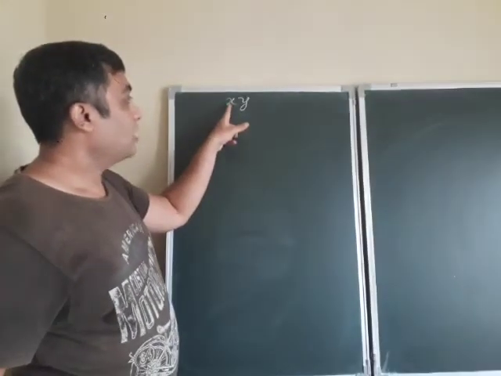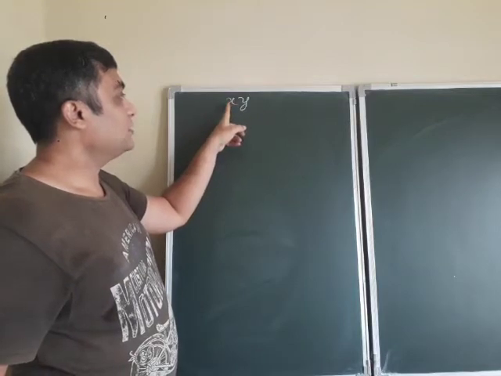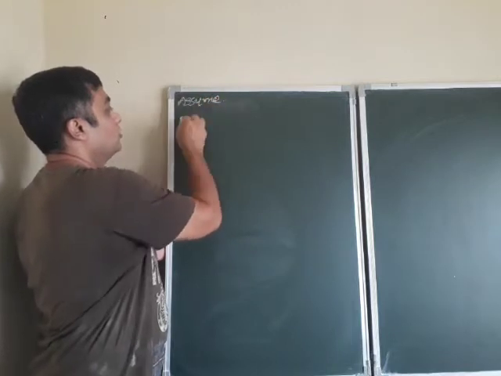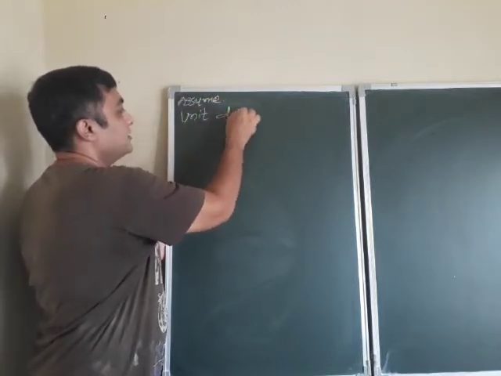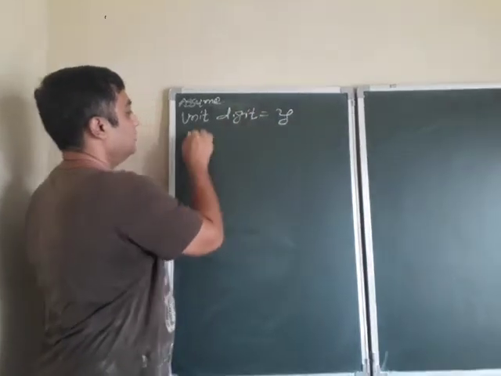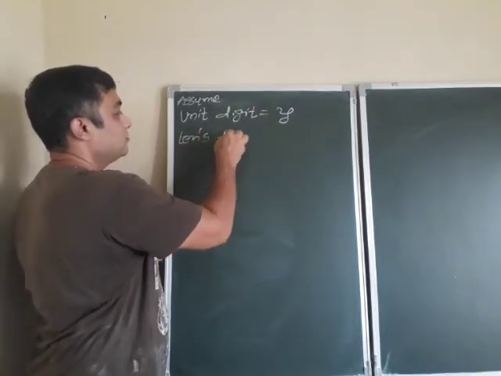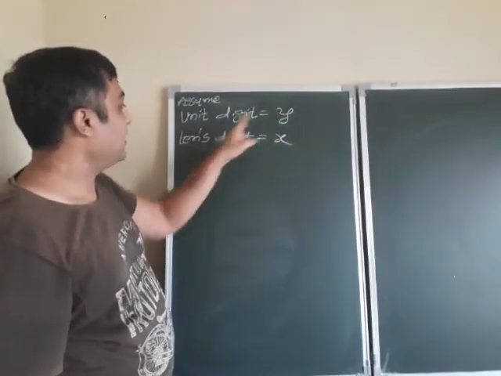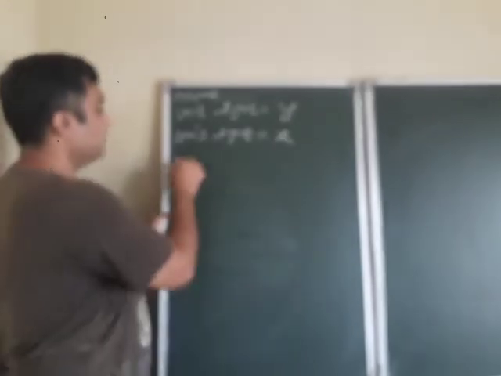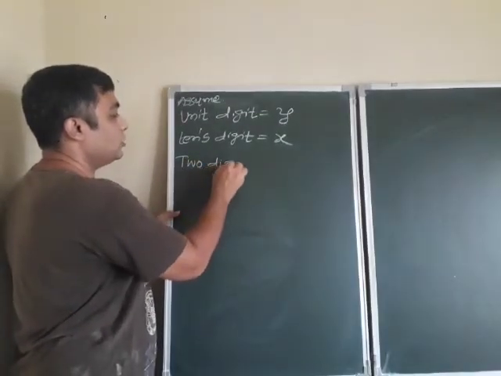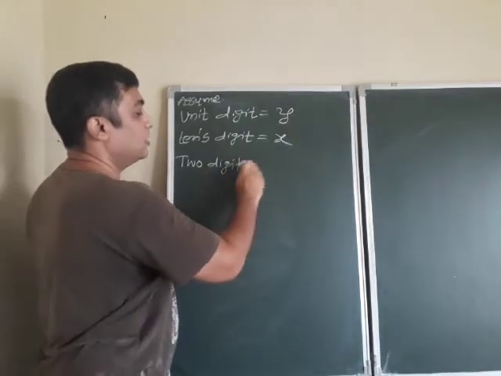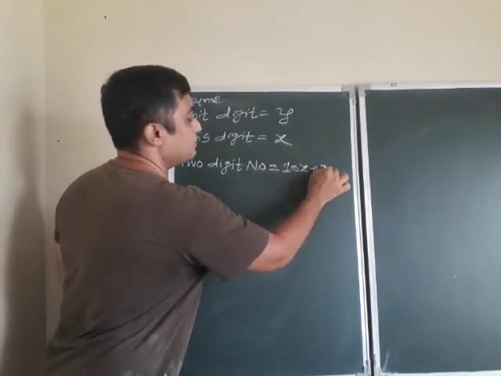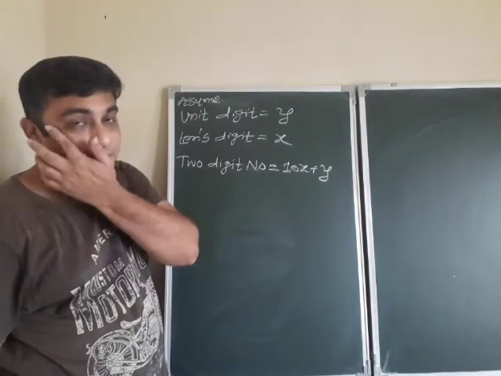Now here, your two-digit number, first of all assume the unit digit is equal to y and the tens digit is equal to x. So what will your two-digit number be? Can anyone guess what is your two-digit number? Your two-digit number, with tens digit x, becomes 10x plus y. So this is your two-digit number, 10x plus y.